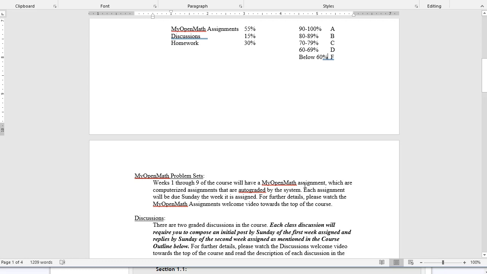They're auto-graded by the system, similar to MyLabsPlus, if you ever used that, or MyMathLab. So there are some differences. Let's look and see what the MyOpenMath assignment looks like.